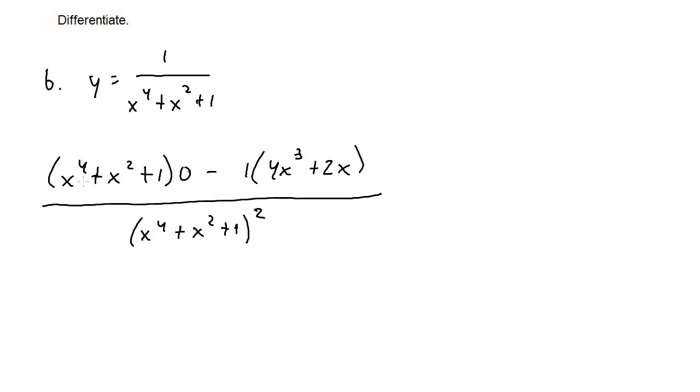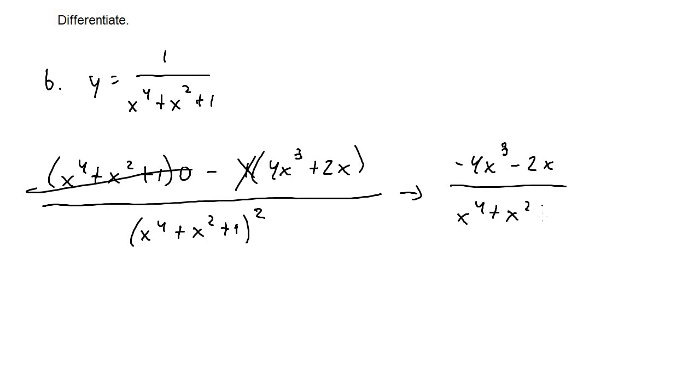Now simplifying here, we have 0 times x to the fourth plus x squared plus 1, that will cancel. Now 1 times 4x cubed plus 2x is just going to remain as 4x cubed plus 2x, so I can cross that one off. And then I can go ahead and distribute the negative. So then we'll get negative 4x cubed minus 2x all over x to the fourth plus x squared plus 1 squared. And that's the final answer for y prime, or the derivative.